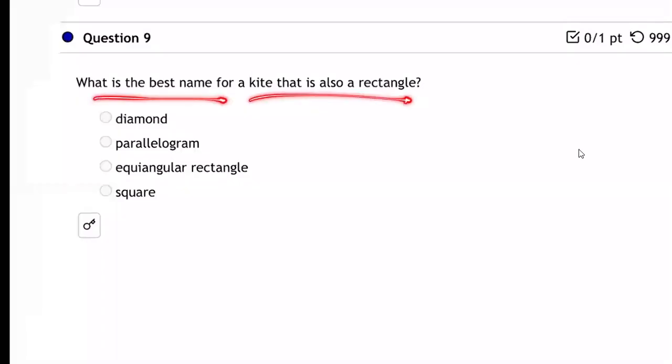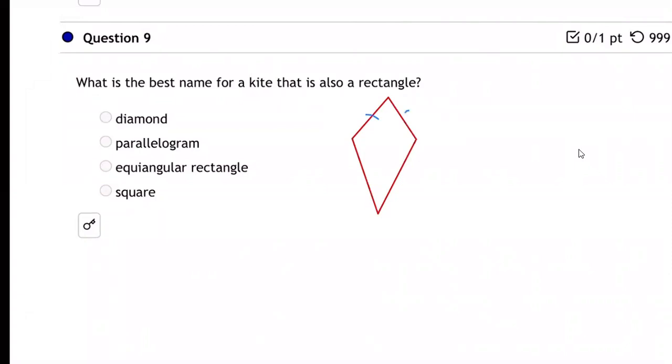Best name for a kite that is also a rectangle. Let's look at the kite thing. You remember the kite thing. It's got two sides like this, and then two sides that come further down. These two sides are equal, and then these two sides are equal. Like that. So it's a kite, but it's also a rectangle.